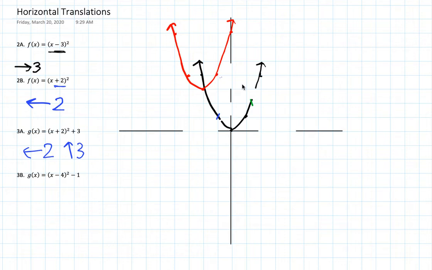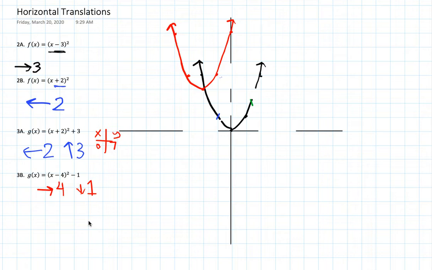Okay? So, and you can plug in numbers. Do an XY table. You're going to find out that that's exactly what you'll get if you do it right. I put in a 0 and I'm going to get 7 out. My XY table, if I put in 0, 0 plus 2 is 2, 2 squared is 4, 4 plus 3 is 7, so (0, 7). Oh, there you go. That's exactly what I have there. So that'll work every time. Let's look at 3B. This one's moving to the right 4 and down 1. Okay.